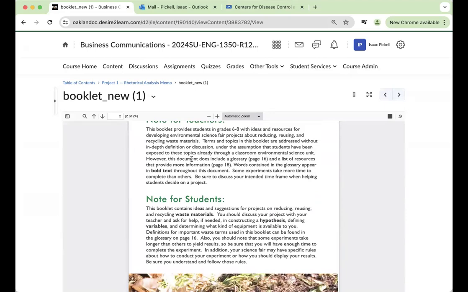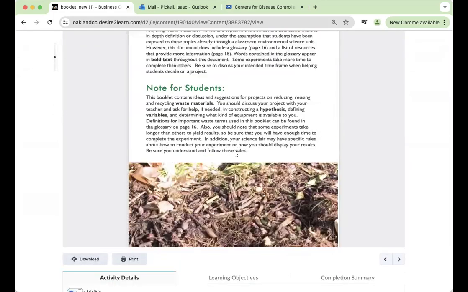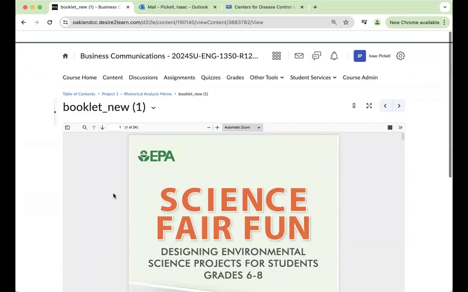Now, once again, we are analyzing on those 5 aspects, and we're doing so using direct quotes from the documents. So you would quote something from here to show how it's, for instance, for this one, addressing particular readers, both teachers of grades 6 to 8 and students of grades 6 to 8. And you can talk about how it says specifically this right here, this booklet contains ideas and suggestions for projects on reducing, reusing, recycling waste materials, right? How that is addressing middle schoolers. Okay.